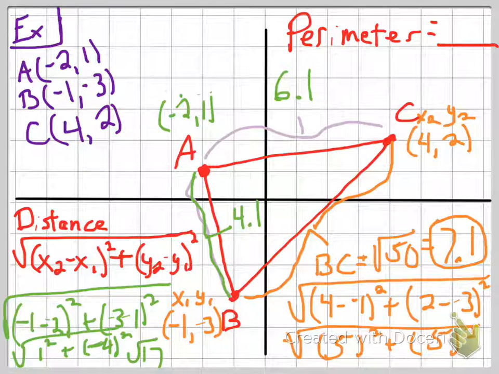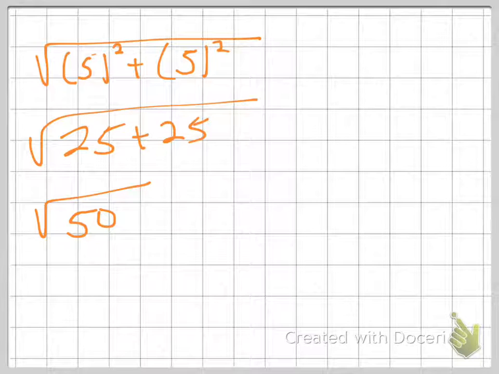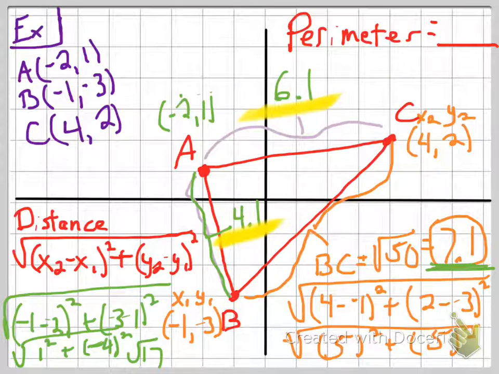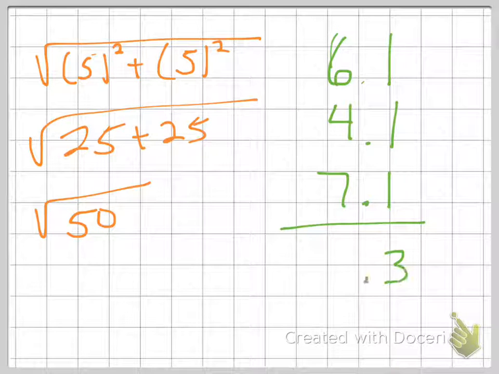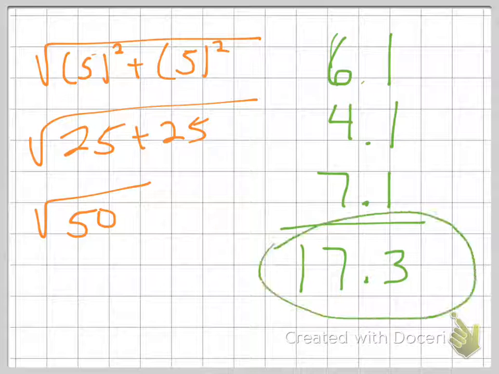Alright guys, I hit pause real quick. I did a couple calculations. I found the length of this side AC as 6.1 and the length of AB as 4.1. Then I can add up all three of those sides. So I got 6.1 plus 4.1 plus, remember, I had the 7.1 here. Just add all three of those sides and I get my perimeter. And since I didn't give you a measurement, I'm going to put units.